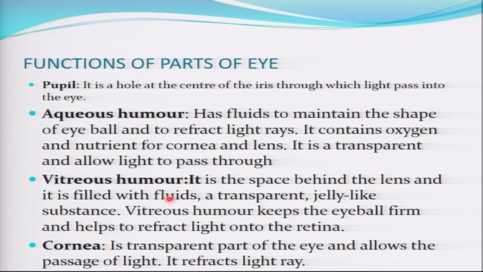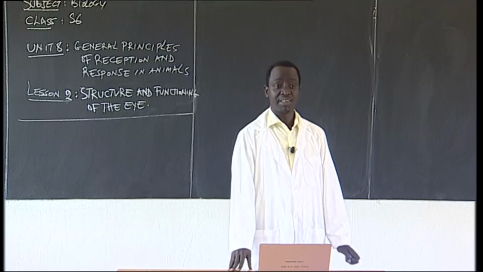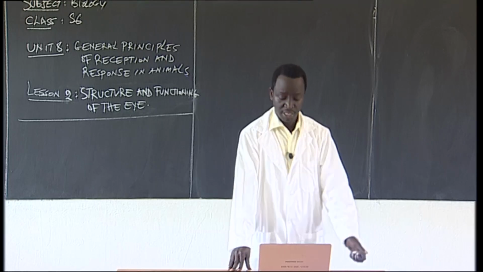Have you seen this? That small structure is what? The hole. It is a hole, right? It's called the pupil. What's the role of this one? It is the one that allows the light to pass into the eye. This is a smaller thing. They allow the light to pass into the eye.